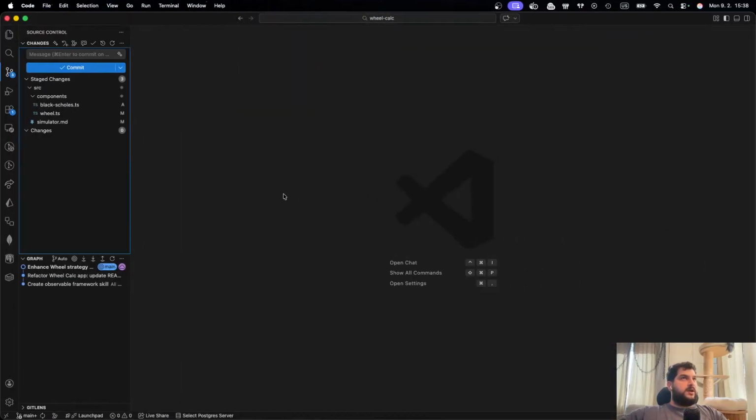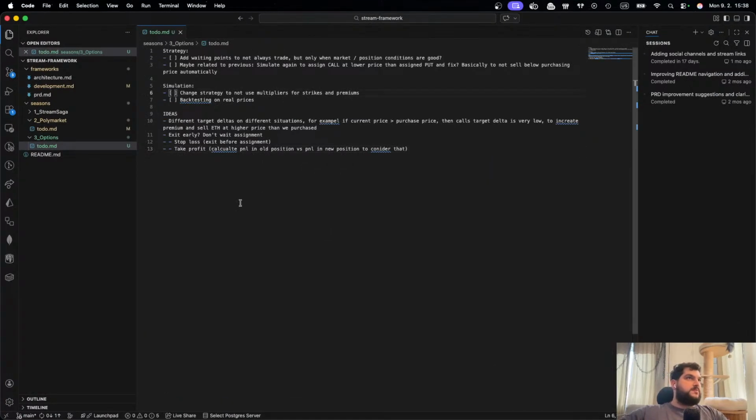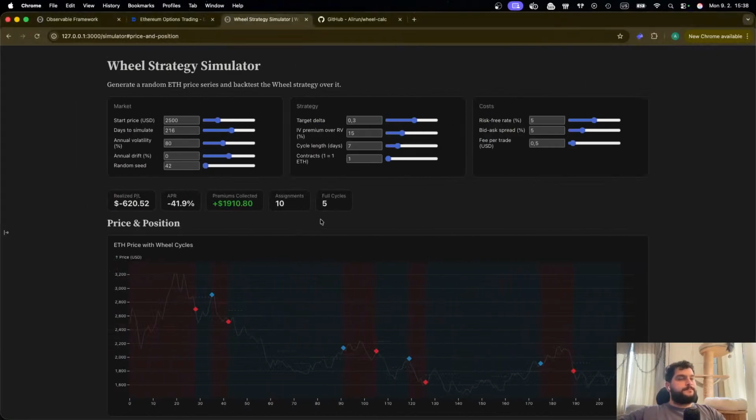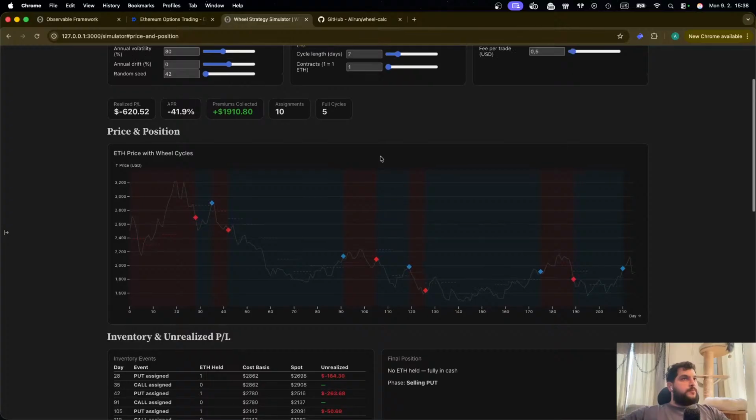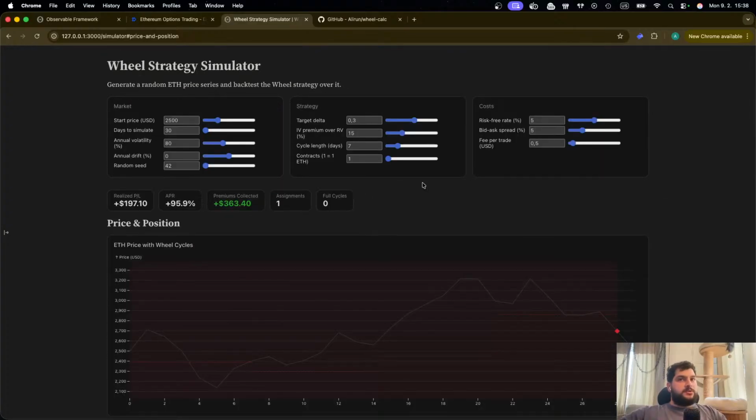Okay, cool. So we actually implemented this simulation in the strategy to not use multipliers for strike premiums. Bam. Backtesting on real prices. This will be done later. So let's refresh and see.